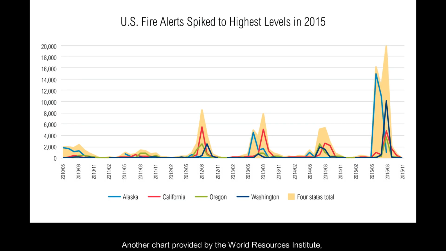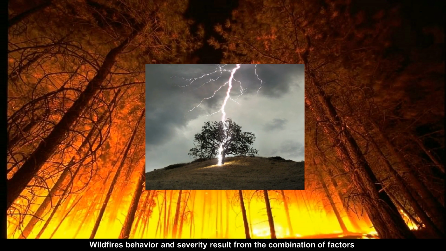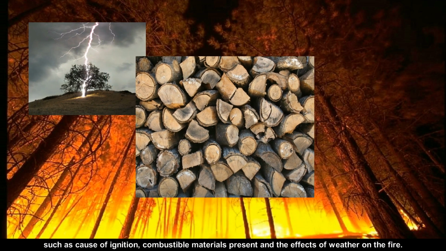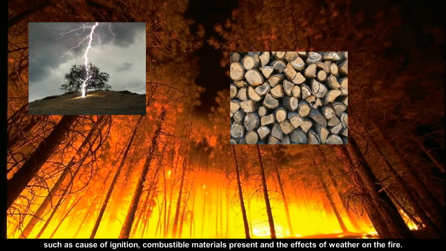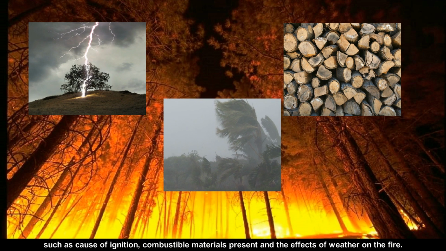Another chart, provided by the World Resources Institute, shows the amount of fire alerts in the United States experiencing an alarming spike from 2010 to 2015. Wildfires' behavior and severity result from the combination of factors such as cause of ignition, combustible materials present, and the effects of weather on the fire.